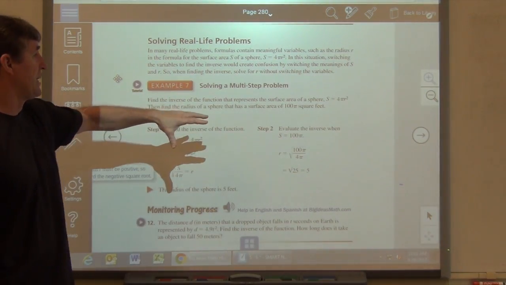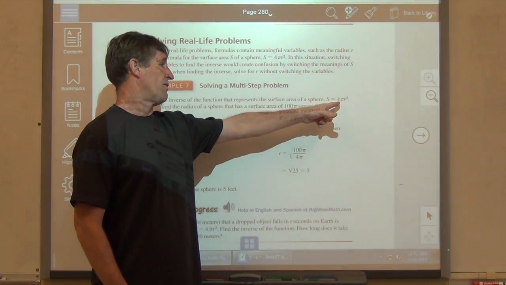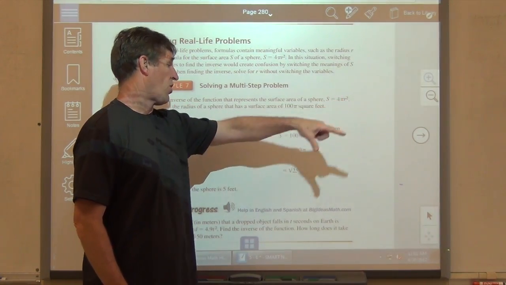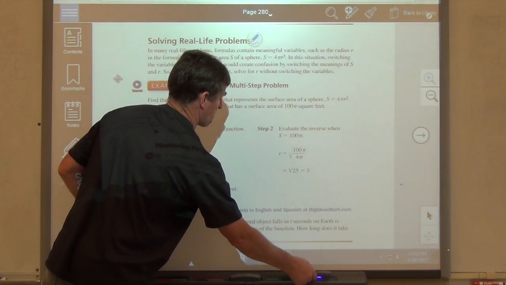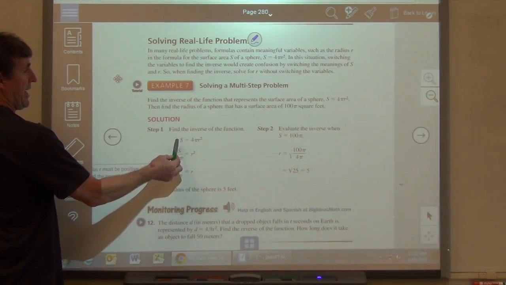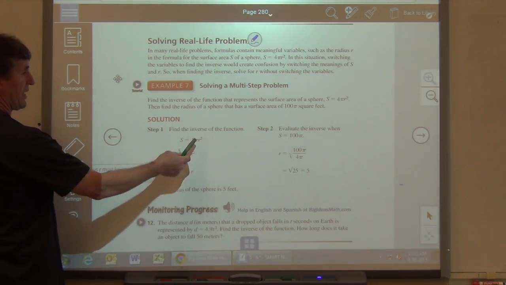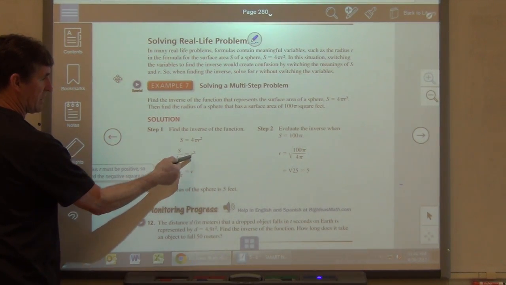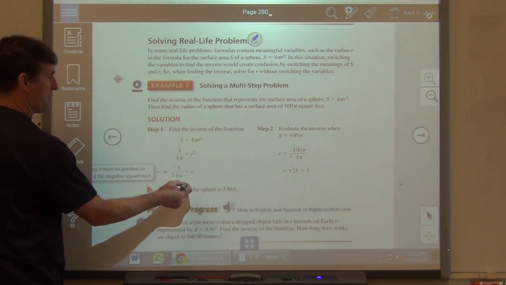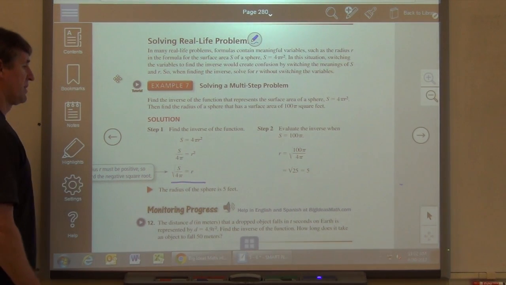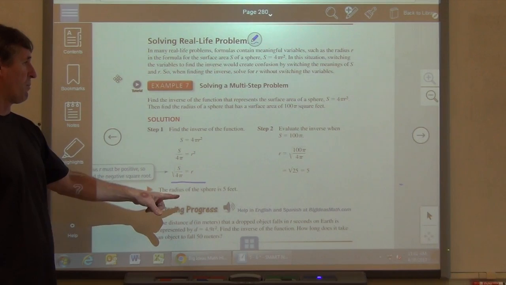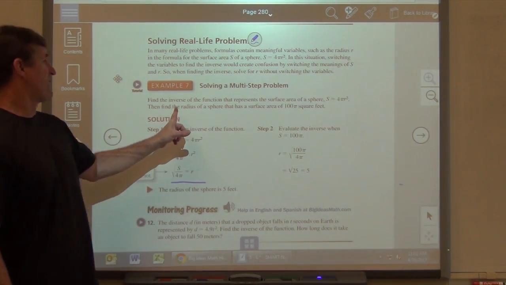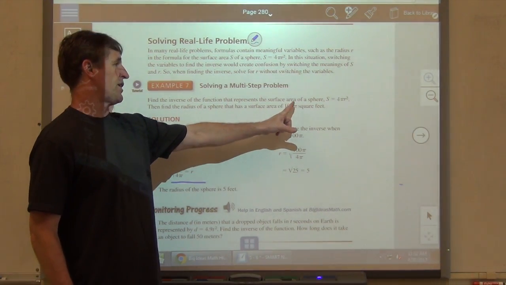So instead of doing this, to find the inverse, we're just going to simply solve for r when you have a story problem. The example they give here is S equals 4 pi r squared, so they divided by 4 pi to get r squared, then they took the square root, and so we can now find r by using the square root of the surface area divided by 4 pi. Now it says find the radius of the sphere when the surface area is 100 pi.